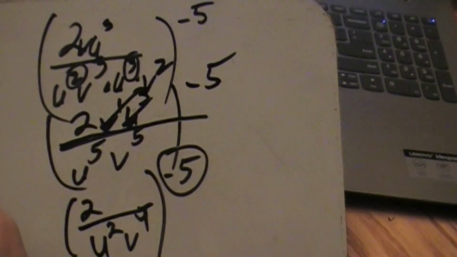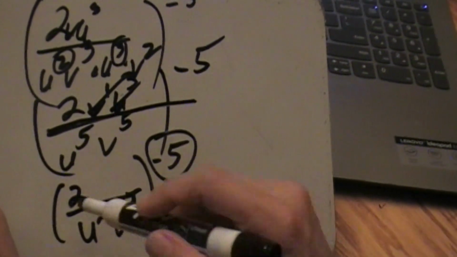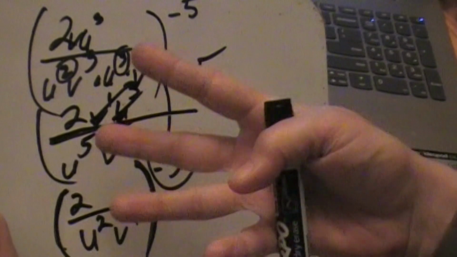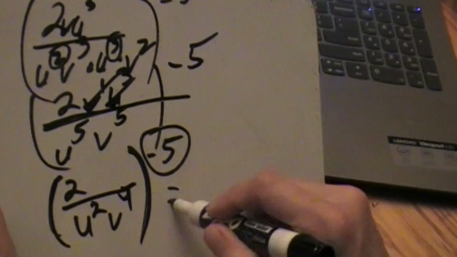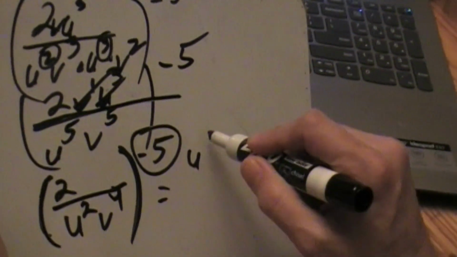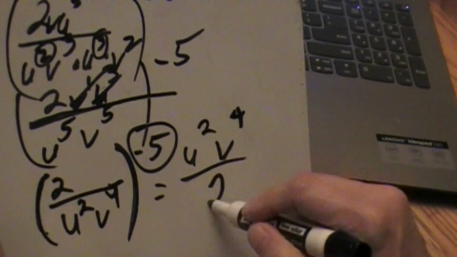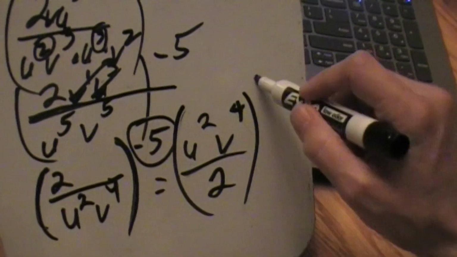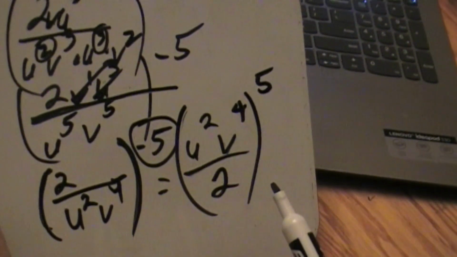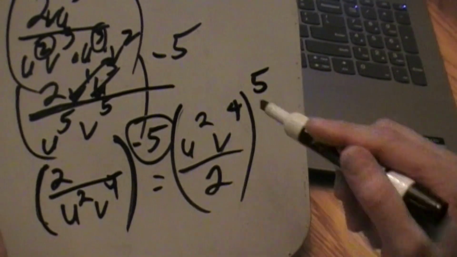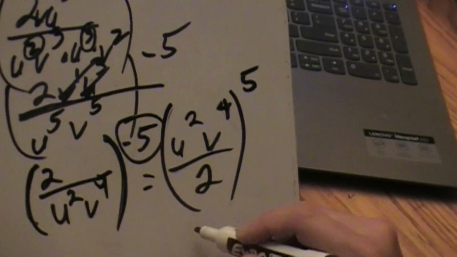Now what a negative 5th power does to the items in parentheses is it just flips it, whoop, just like that. And you go u squared v to the 4th over 2. Now this right now is still to the positive 5th power. Okay, there's a lot of different ways to do this problem. This is the way I'm doing this problem. And now take everything to the power of 5.